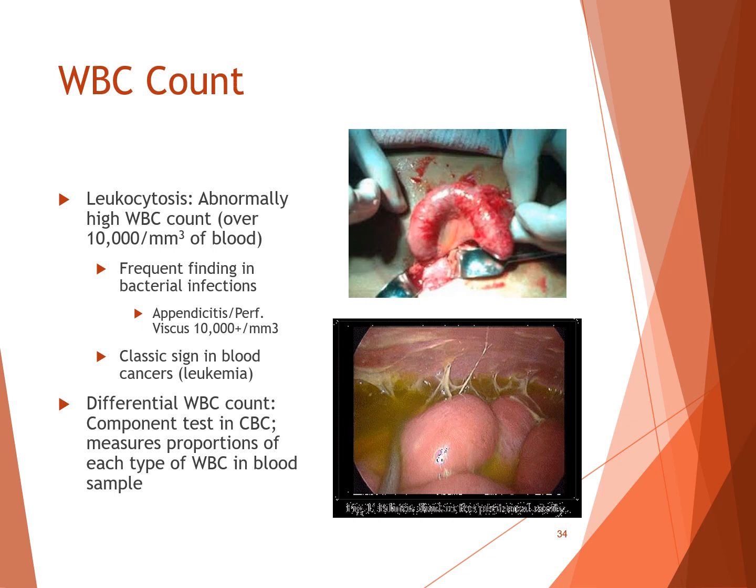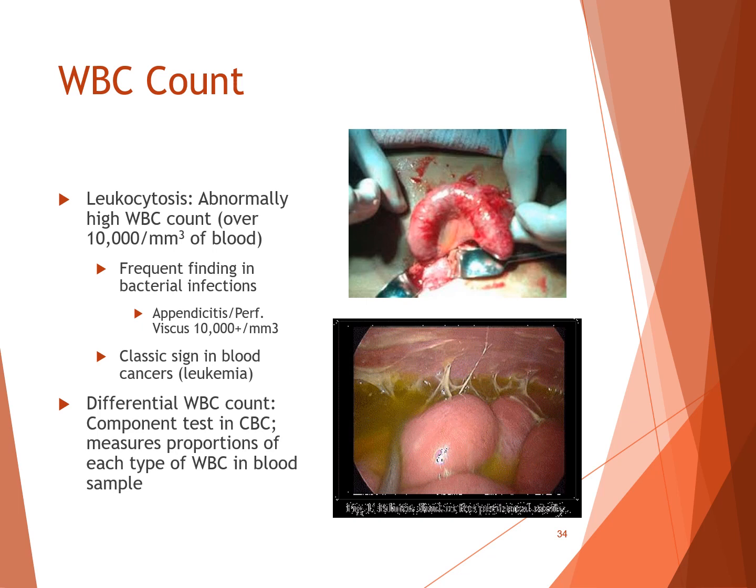Leukocytosis is the opposite of leukopenia. So remember, we said leukopenia is abnormally low white blood cell count. Leukocytosis refers to an abnormally high white blood count that's typically more than 10,000 white blood cells per cubic millimeter. This is a good determinant of bacterial infection being present.